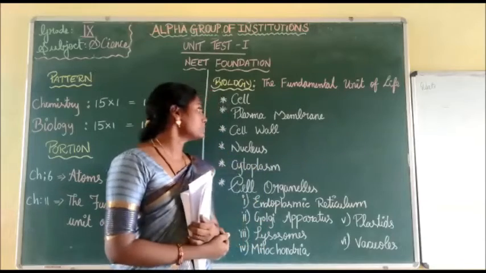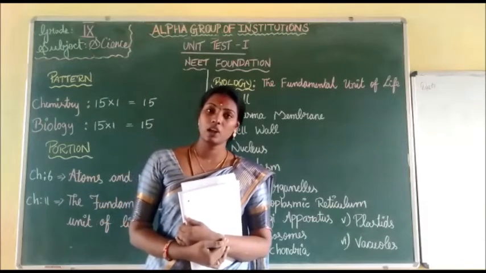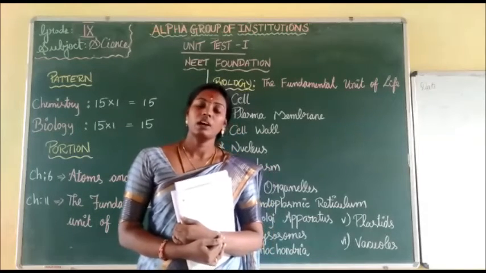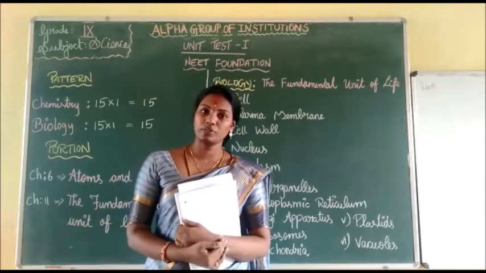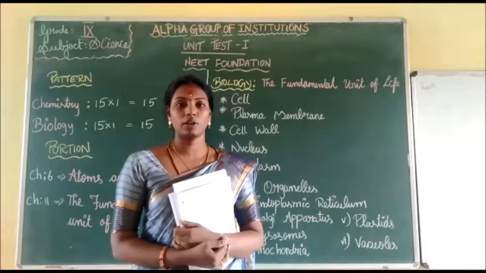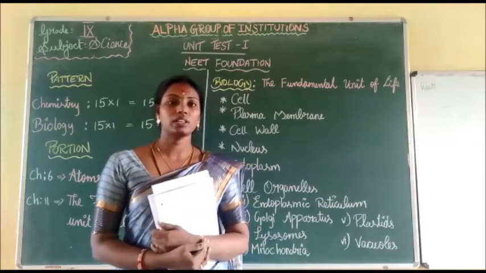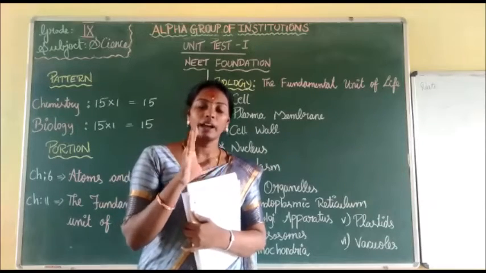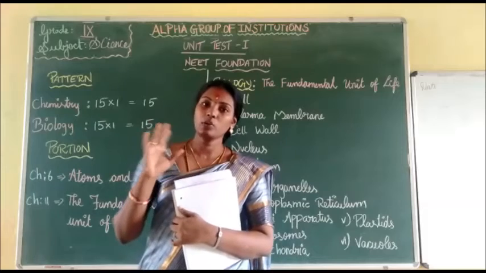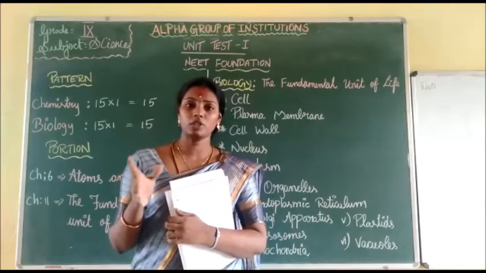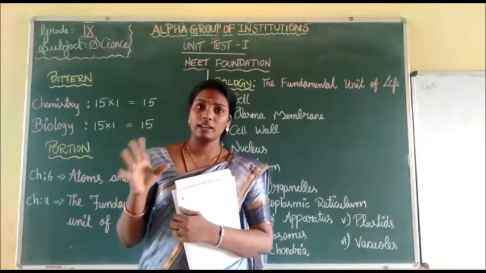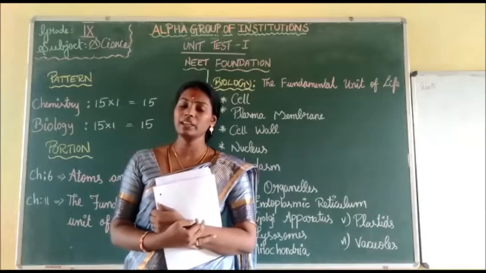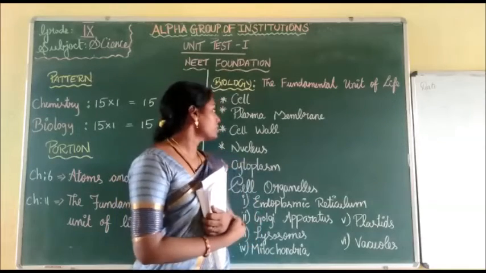So the first topic is cell. Who discovered cell? Yes, that is Robert Hooke. He discovered cell from the cork of the plant. Cork is nothing but the dead part of the plant. He took the cork, placed it in a slide and kept it in a microscope. Then he identified that it is a cell and named it cell. The meaning of the cell is the empty space.